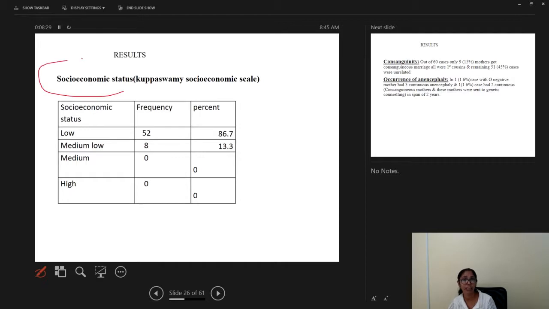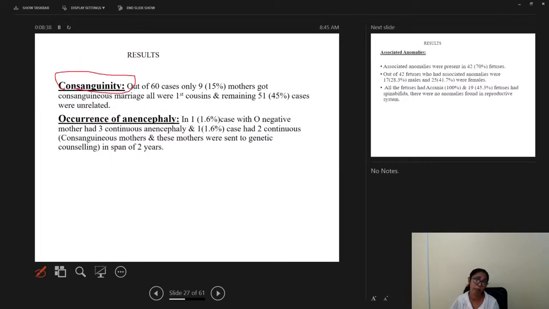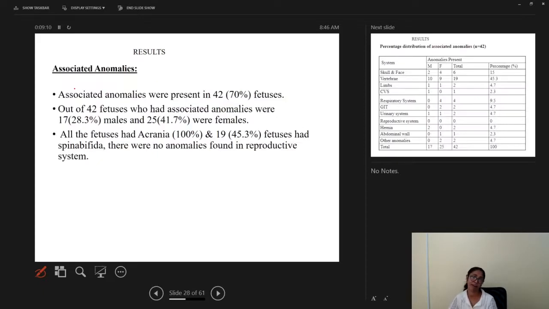The next is about socio-economic status, which is low in around 86.7% and medium in 13.3%. Consanguinity also plays a very important role in developmental anomalies, because in our study around 15% of mothers were in consanguineous marriages, that is, first cousins, and the remaining were normal unrelated. Regarding recurrence of anencephaly, once we get anencephaly or any neural tube defect, there is a chance of getting it again. In our study, in 1.6% of the cases an O negative mother had 3 continuous anencephalic fetuses, and there were 2 continuous anencephalic fetuses.